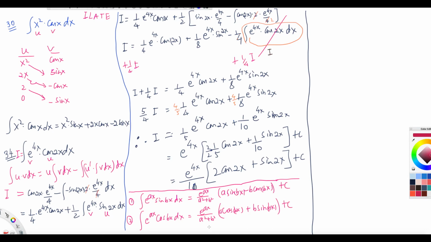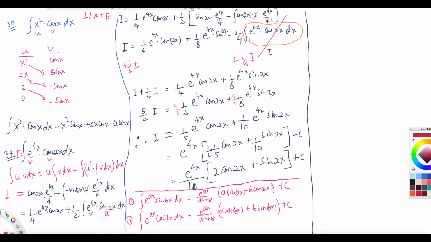If you use this formula, the second formula will be applied here, right? You will get e to the 4x over a square plus b square, a is 4, b is 2, that will be 20. E to the 4x over 20, and then a is 4, cosine 2x plus 2 sine 2x. But if you take 2 out, you will get e to the 4x over 10. So it is the same thing. You will get exactly the same answer if you use that formula directly.